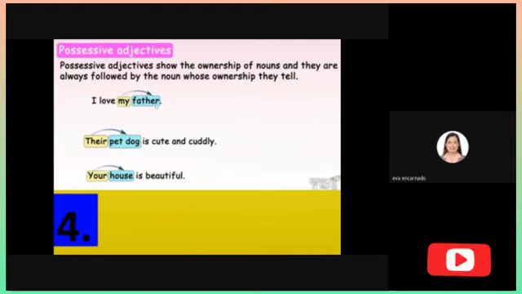Okay? That describes your father. That's my father. Okay? Their pet dog. So, yung their, followed by the noun kaagad. Immediately, di ba? Their pet dog is cute and cuddly. Your house is beautiful. Okay? That is your possessive adjectives.